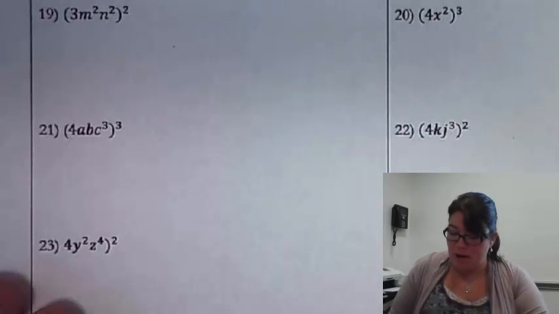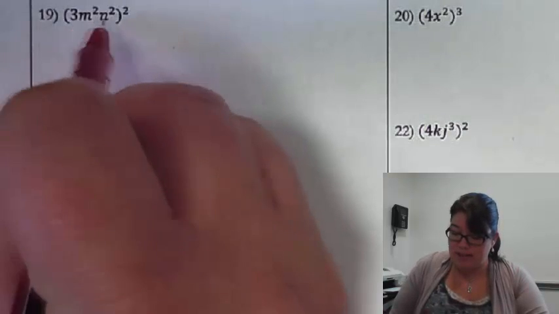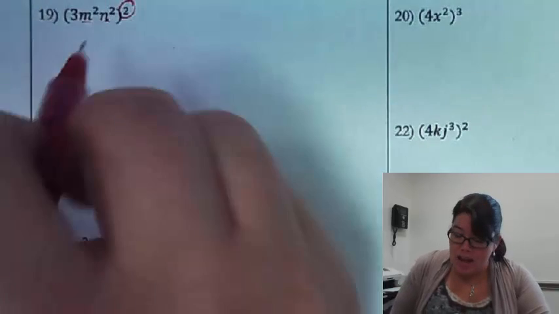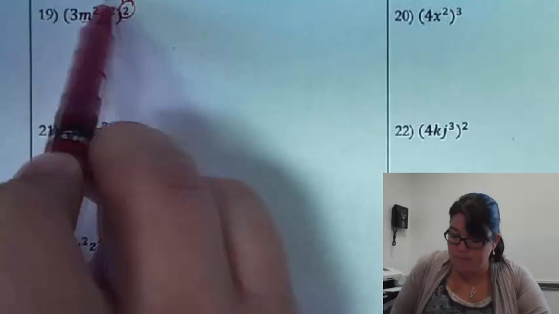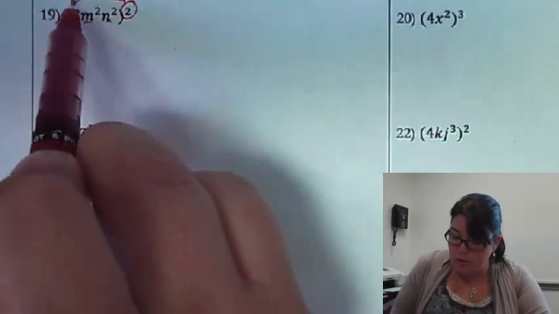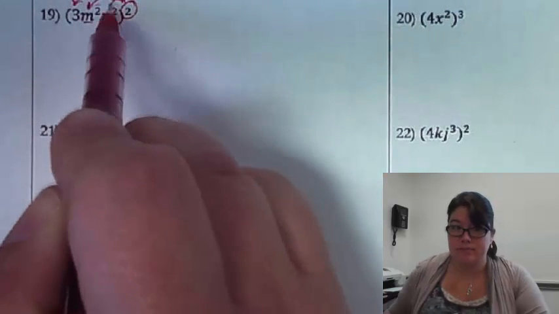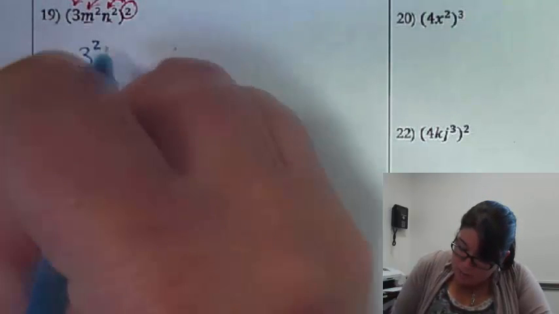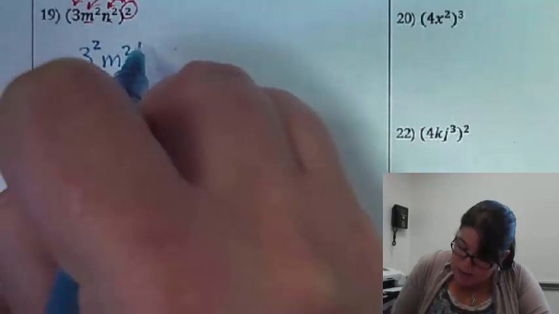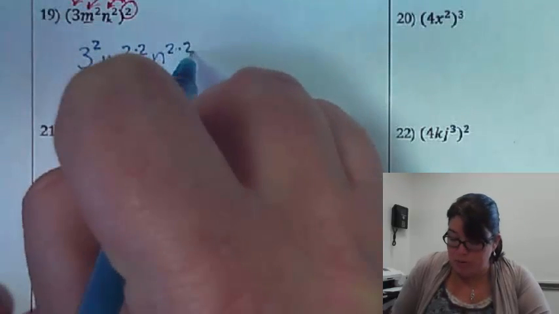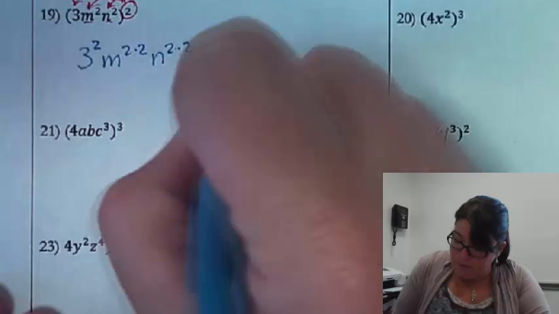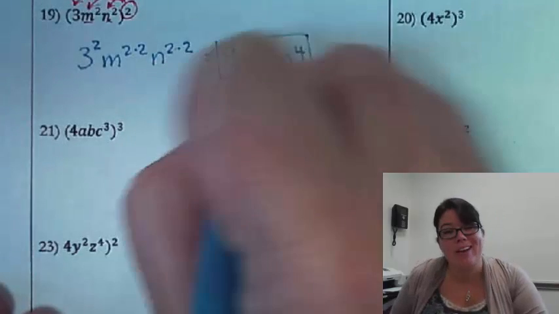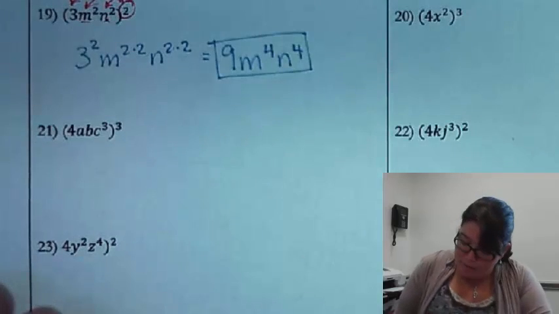Number 19 is a bit bigger. We have 2 bases on the inside, and we also have 2 exponents. So I'm going to take this exponent on the outside and distribute it to all 3 parts. So that'll become 3 with a regular exponent of 2, m to the 2 times 2, and n to the 2 times 2, because I'm just multiplying by the exponents that are already there. And there you have it. Let's take a look at 21.